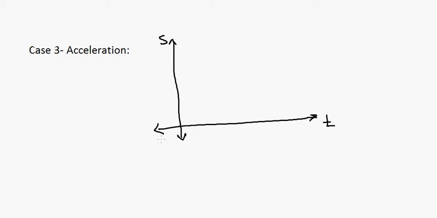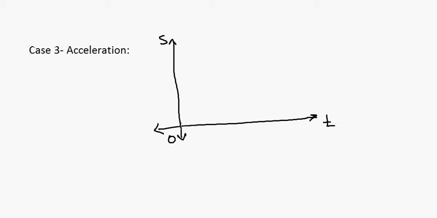And this time the rate at which the displacement is changing, that rate itself is changing with time. That is, velocity is changing with time. So in this case it's not going to be a straight line, as the rate is not constant, it's changing itself.